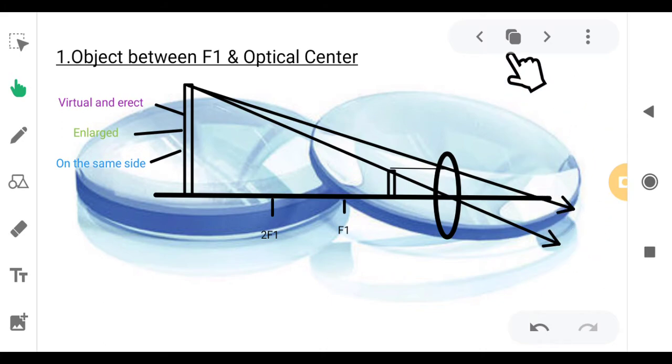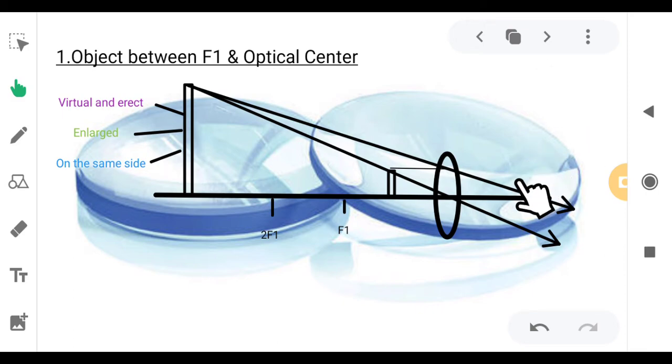There is a rectangular cloth here, and we can see the image forming here. So what we will see, if the object is placed between f1 and O, is that the image will be virtual and erect, and enlarged. Here we will get an enlarged image on the same side.